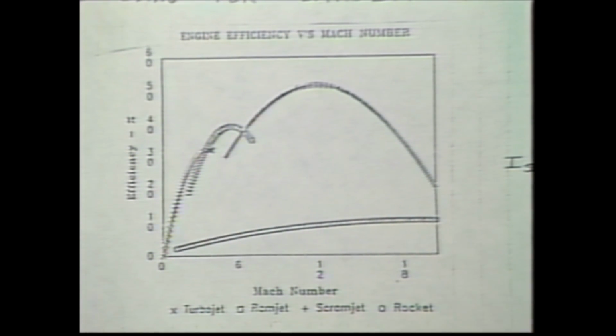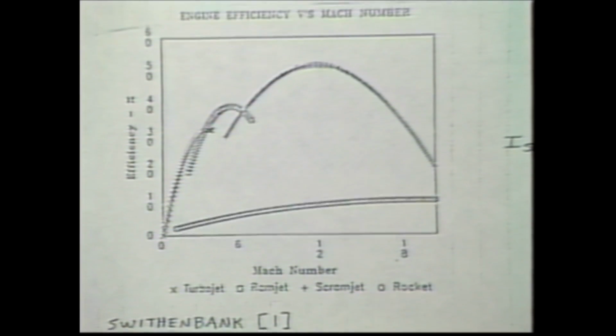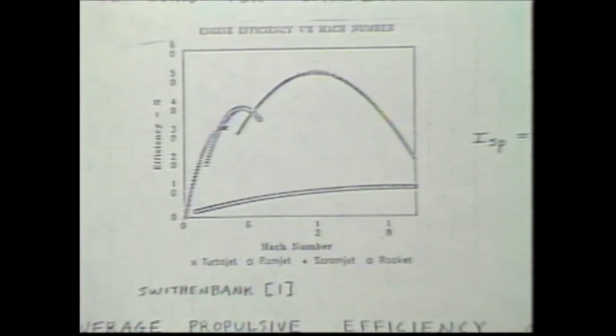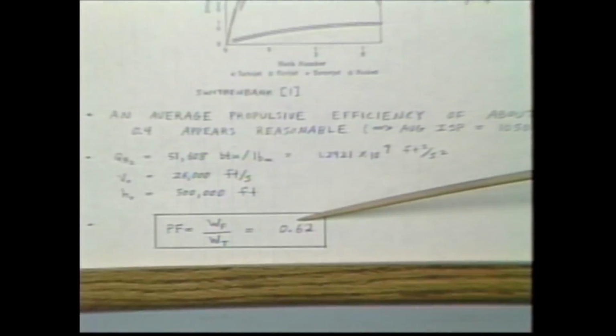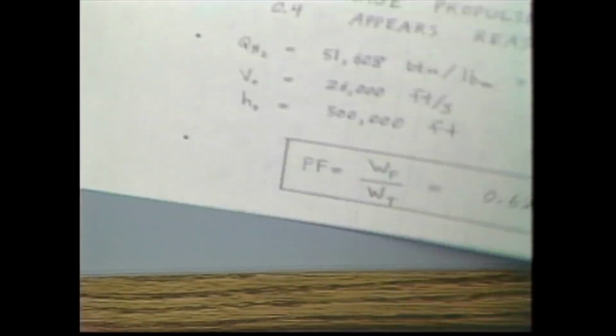So using that value of 0.4 and a thrust-to-drag of 3.5, the heat of combustion of hydrogen, orbital velocity, and a reasonable orbital altitude requires a propellant fraction of 0.62, not that 0.38 that our vehicle is actually able to deliver to us.